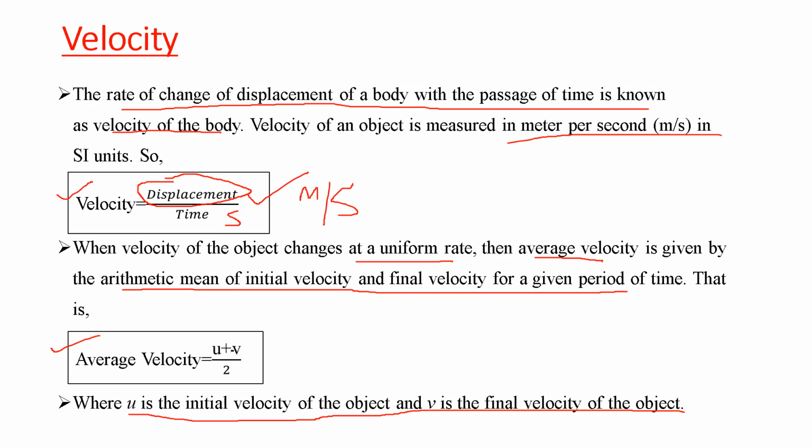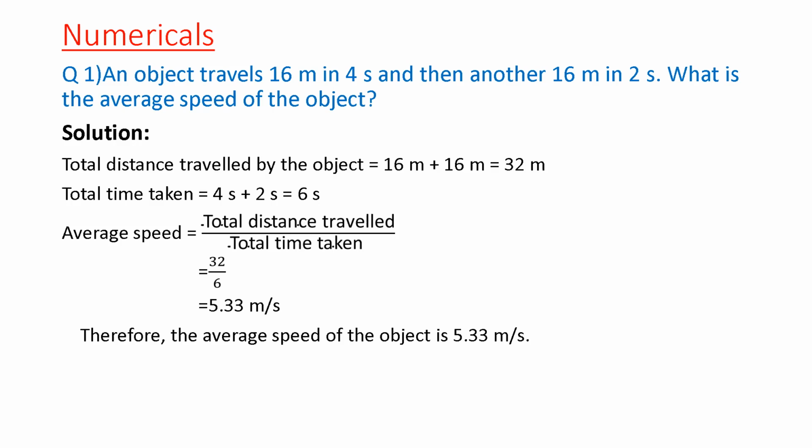Now let's move to the numericals that are based on speed and velocity. The question is: an object travels 16 meters in 4 seconds, then another 16 meters in 2 seconds. We have to find the average speed of the object. As we have to find the average speed, the formula is total distance by total time. First we need to calculate the total distance, that is 16 plus 16, which is 32 meters, and total time is 4 plus 2, that is 6 seconds. We simply put these values in the formula and we get the answer 5.33 meter per second. So this is the average speed.